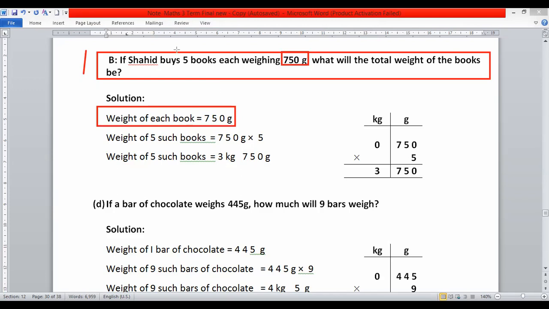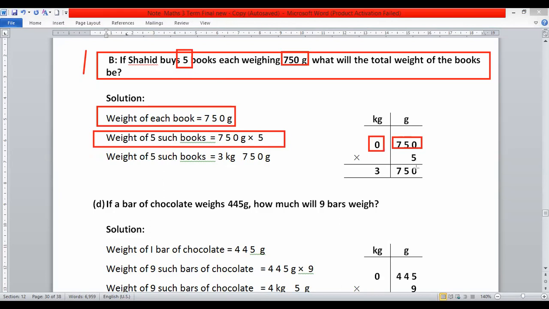So we are going to find the weight of 5 books. Number of books are 5. Therefore, we multiply 5 by the weight of each book. Weight of each book is 750 grams multiplied by 5. So here you just write the 750 in the column of gram because no kilograms are given. In place of kilogram, you have to write 0.